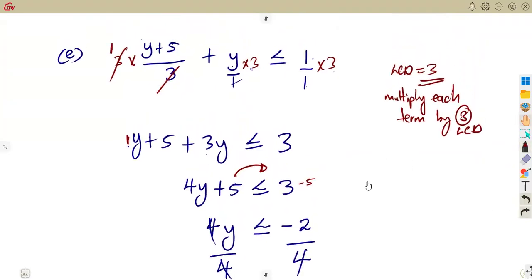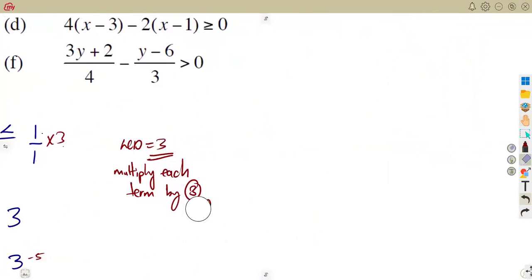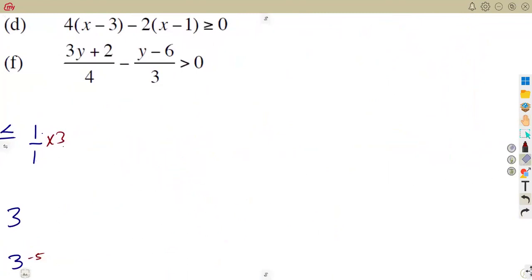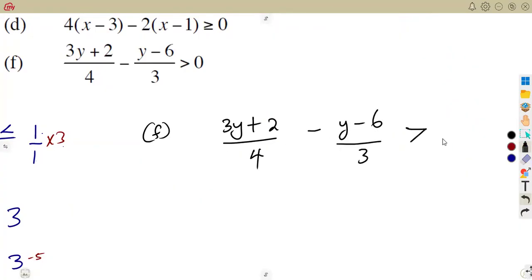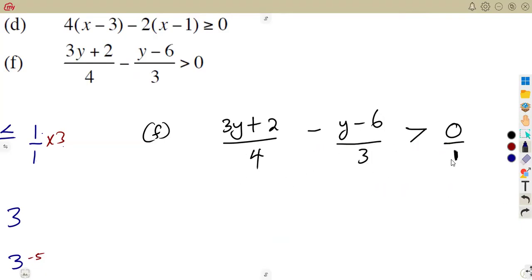What are you having? So if you check, this is the same concept as what we are having on our question F, where we are given 3y plus 2 over 4 that is greater than 0. What about the 0? As a fraction, that's over 1. So meaning to say these denominators that we are given, 4, 3, and 1. Remember the LCD is your LCM. 4 times 3, that's a 12 there. That's the smallest number that you can use.